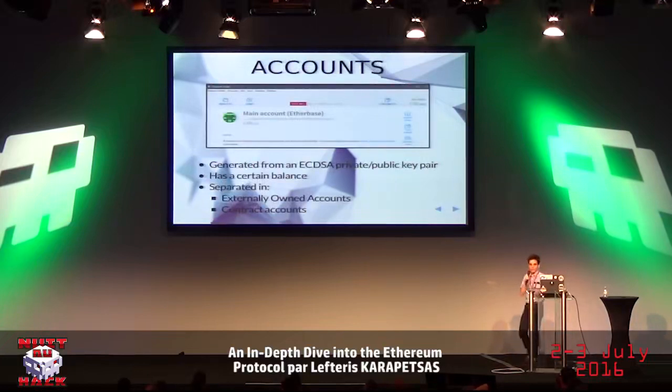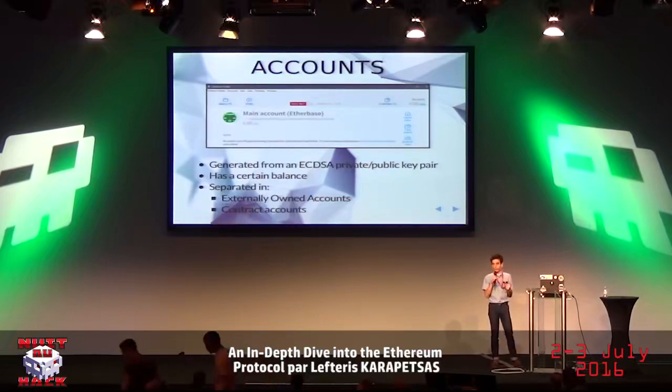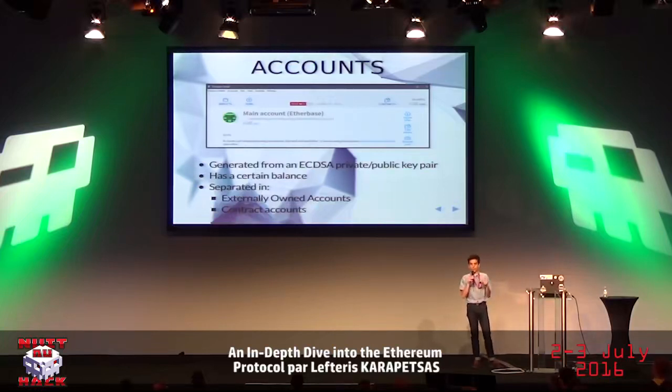Accounts in Ethereum are very simple. They use the elliptic curve digital signature algorithm, and they generate a private and public key pair. So your Ethereum account is essentially the rightmost 20 bytes of the public key. Each account has a specific balance and a nonce, which we use to make sure that a transaction is only processed once for an account. Accounts are separated into externally owned accounts and contract accounts. An externally owned account is what you or I would have, an account that's not a contract. And contract accounts are accounts that have code and storage. All of this is stored in the Ethereum blockchain.